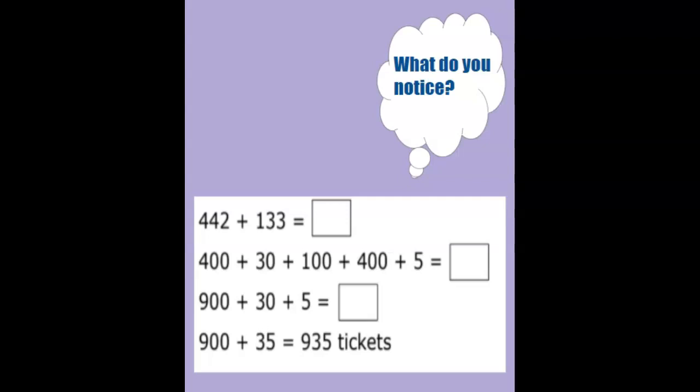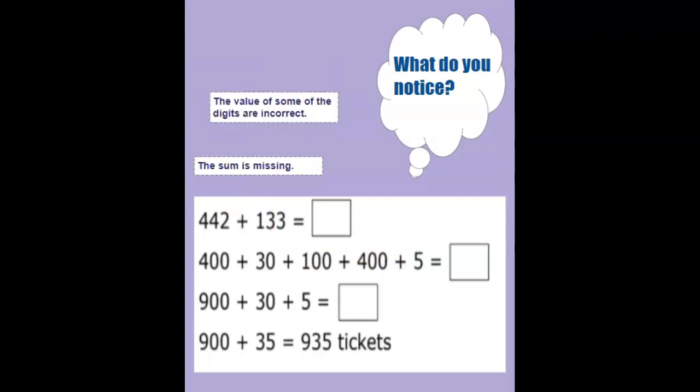So something I noticed was in the first expression that the sum is missing. There's no answer to that expression. I noticed in the second line that it looks like they decomposed the numbers by place value. But when I looked at them, some of them didn't look quite right. In the number 442, the 4 in the hundreds place has a value of 400. But when I looked for the value of the 4 in the tens place, I didn't see the number 40. They put another 400. So the values of some of the digits are incorrect.